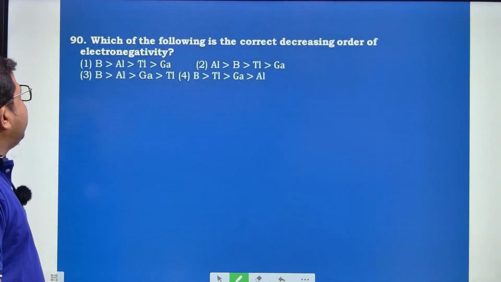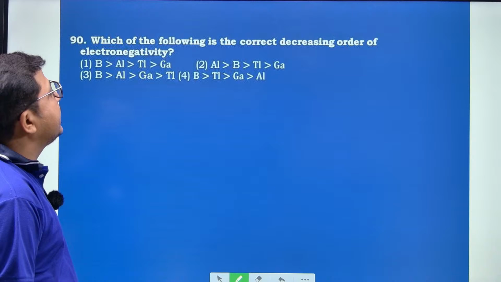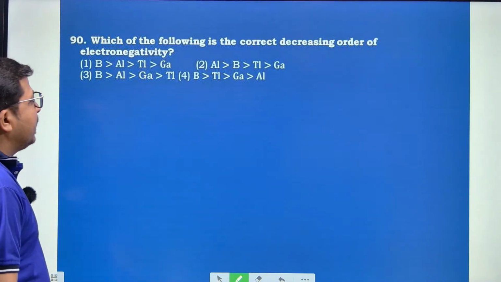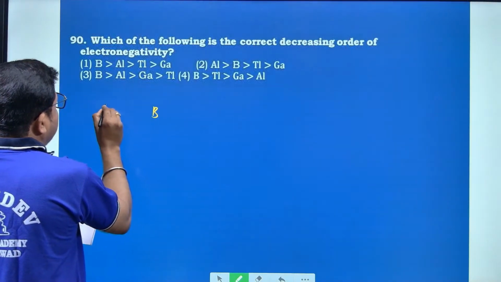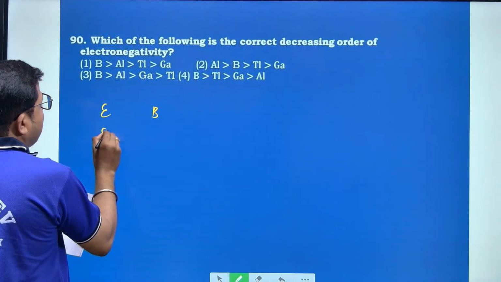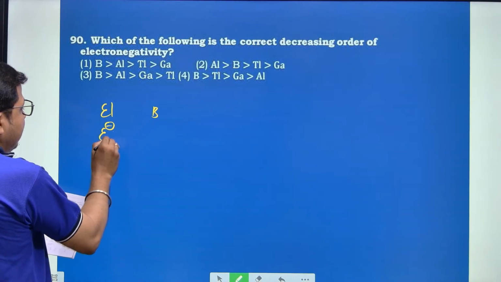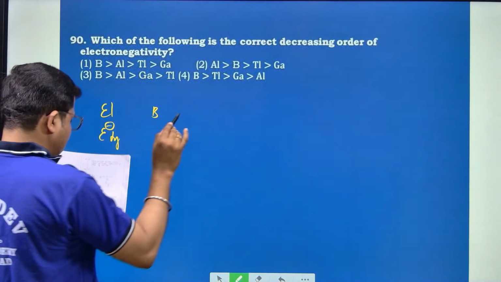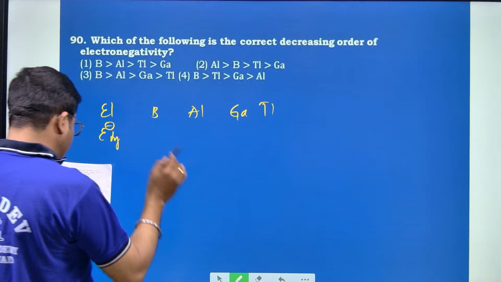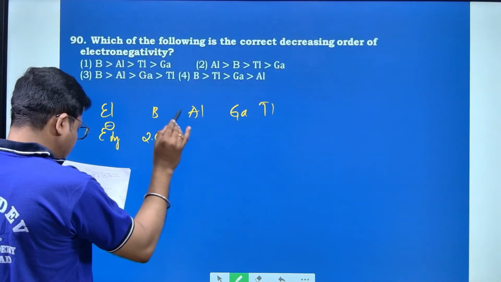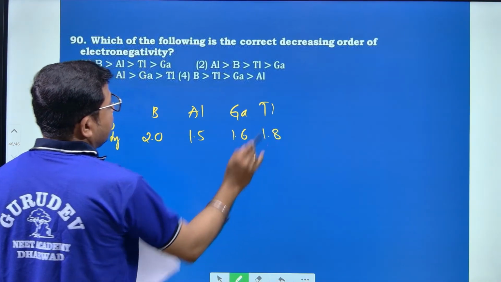And the 90th and last problem of this session is: which of the following is the correct decreasing order of electronegativity? They have given boron, aluminium, gallium and thallium. I will write their electronegativities: 2, 1.5, 1.6 and 1.8, right?